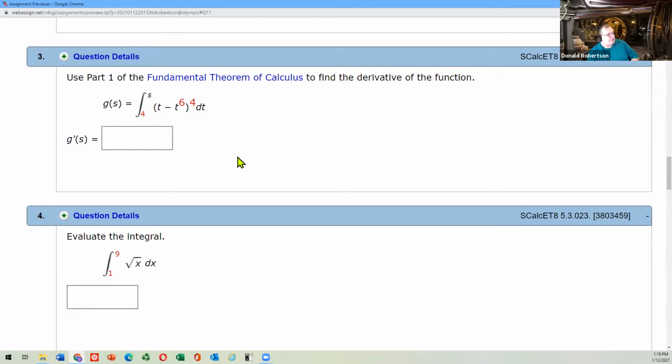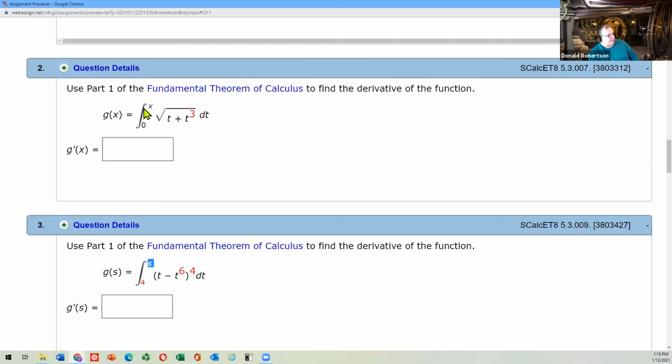Agreed. And you have to use s instead of x. Why do I have to use s instead of x? You see, the variable is s this time. The variable was x that time.